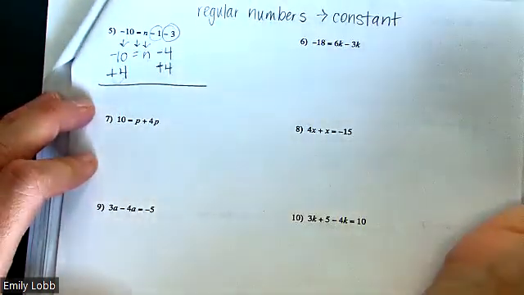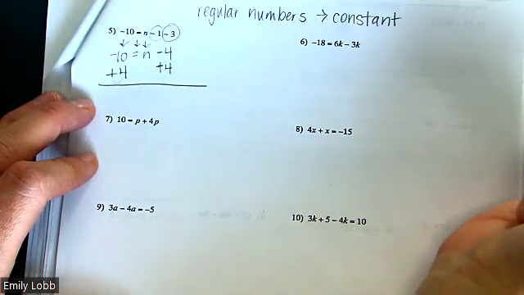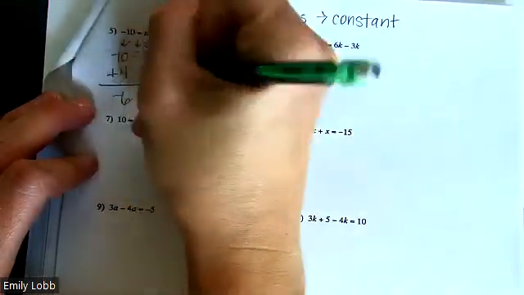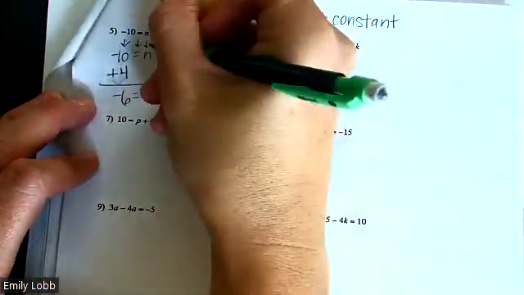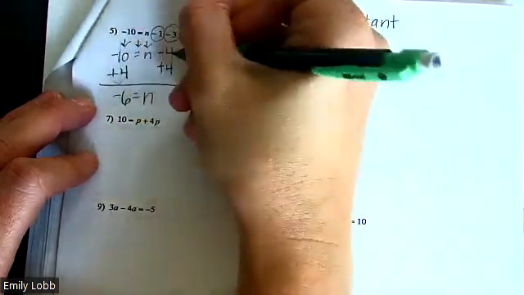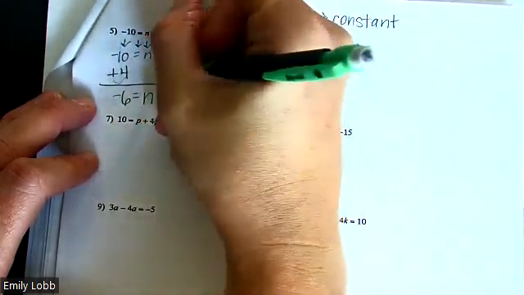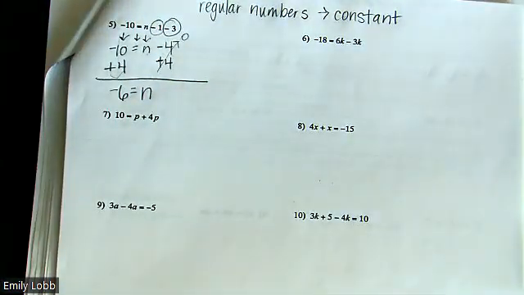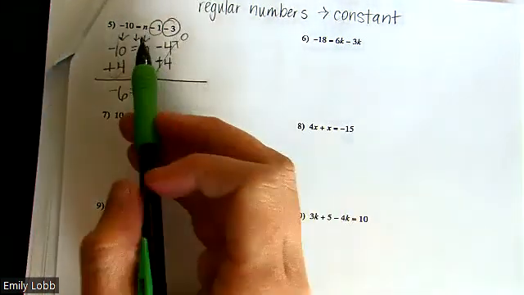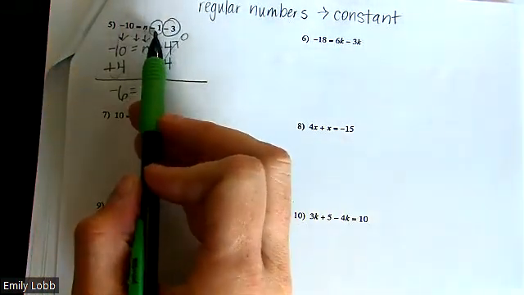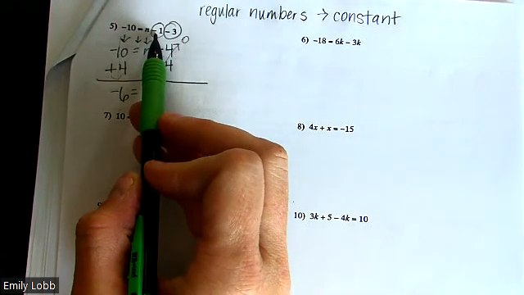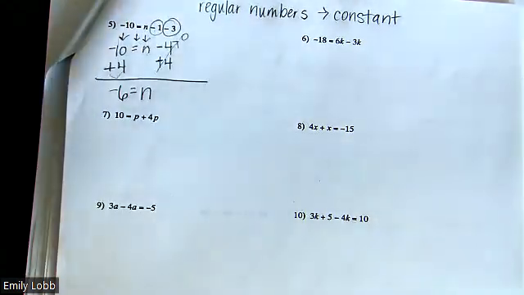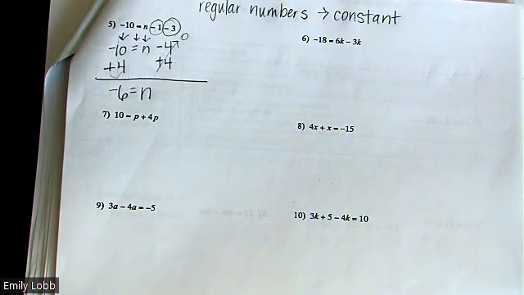What's -10 plus 4? -6. I'm bringing down my equal sign. I still just have the n, and 4 minus the 4, that became 0. So n equals -6. And again, you could go back through. -6 minus 1 would put me at -7, minus 10 would put me at that -10. Okay, it works, it solves. Okay, what can I combine in number 6?